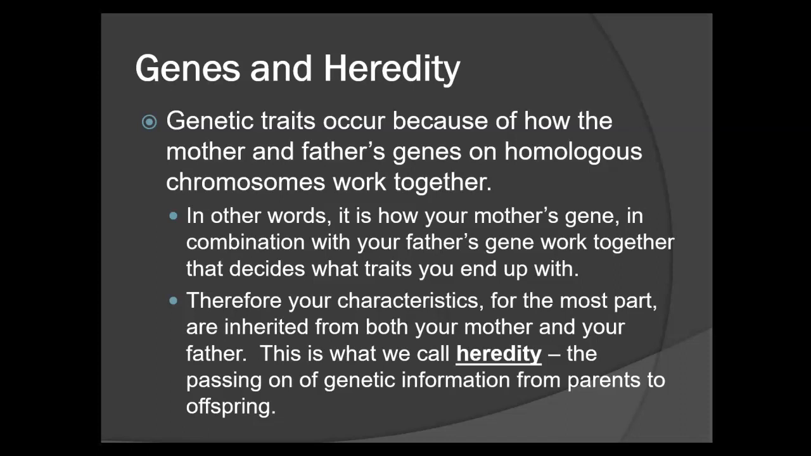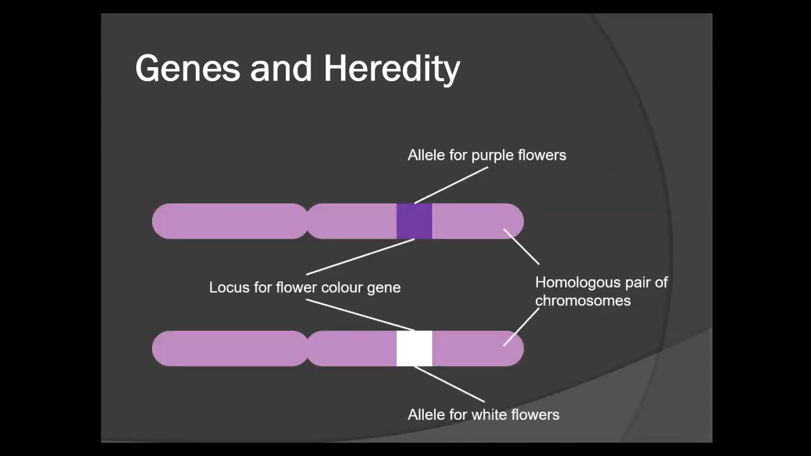And all of this is related back to what is passed down in your chromosomes from your mother and your father. This is basically what we call heredity, the passing on of genetic information from parents to offspring. So, with all of that said, I want to talk about the term allele here, because that's what works together with this idea of homologous pairs and your parents' genetic information being passed down to you, and how those homologous pairs work together.